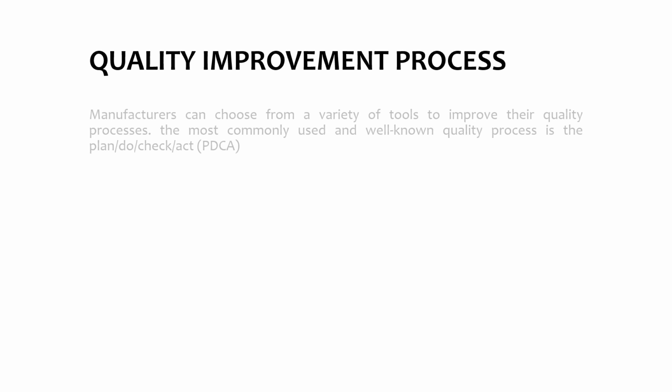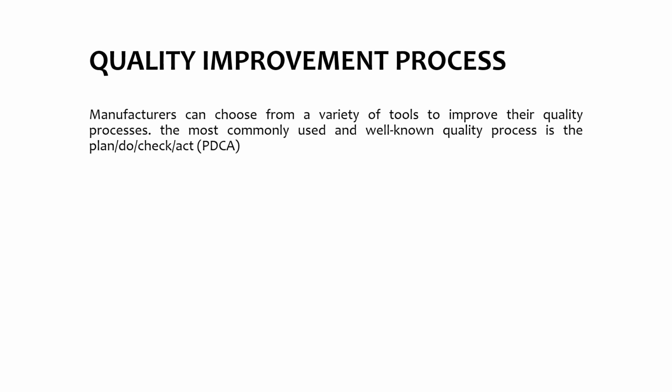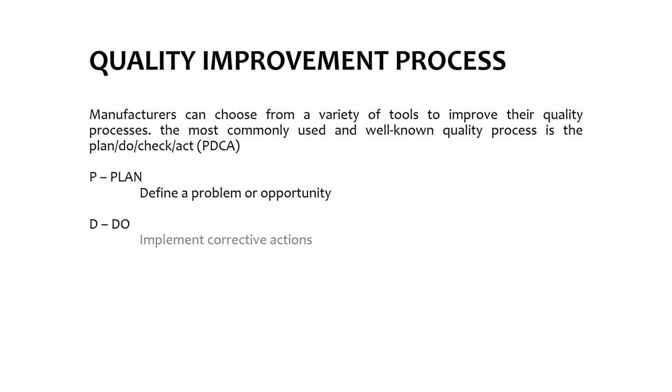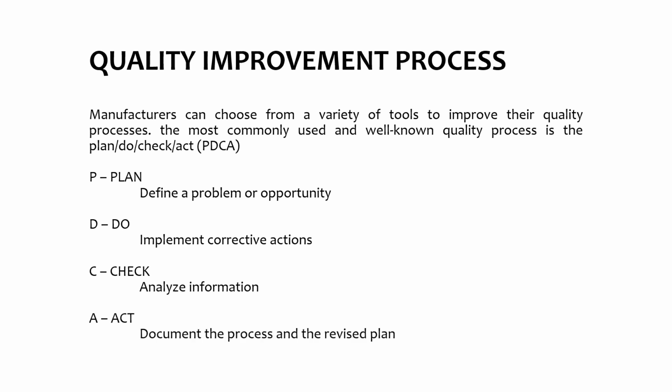We have here an example of quality improvement process. The PDCA. P is for plan, where defining of problem or opportunity happens. D is for do, it is implementing corrective actions. C is check, to analyze information, and A is act, where documentation of the process and revised plan happens.